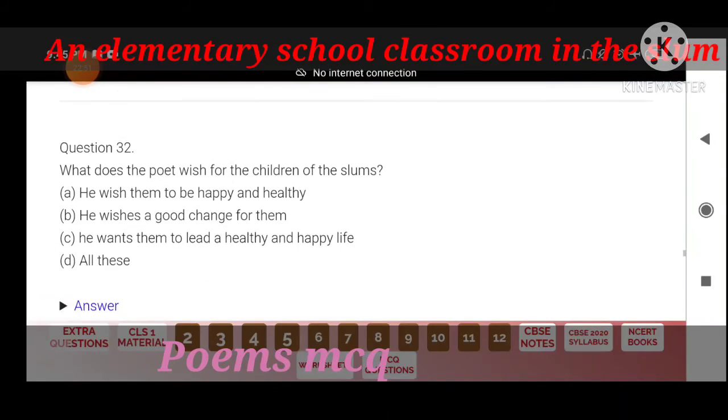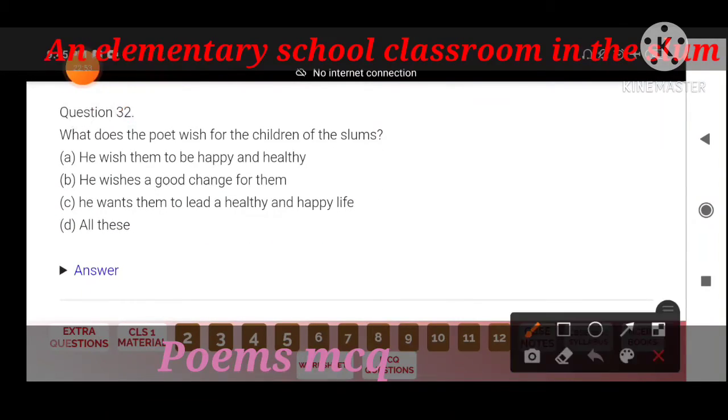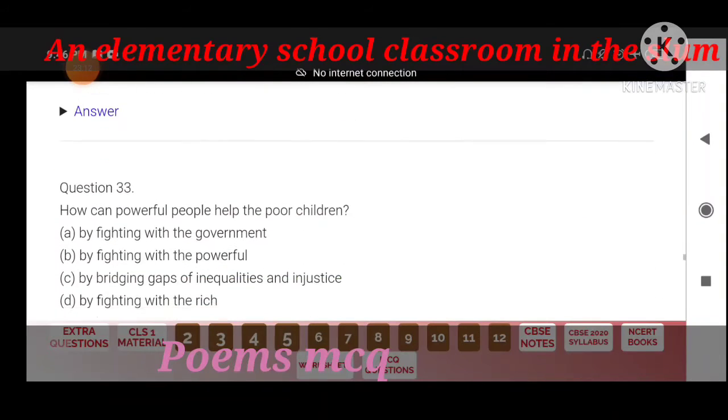What does the poet wish for the children of the slums? He wishes them to be happy and healthy. He wishes a good change for them. He wants them to lead a healthy and happy life, and all of this. So here the answer is all of this, because the poet wants all good things for those slum children.